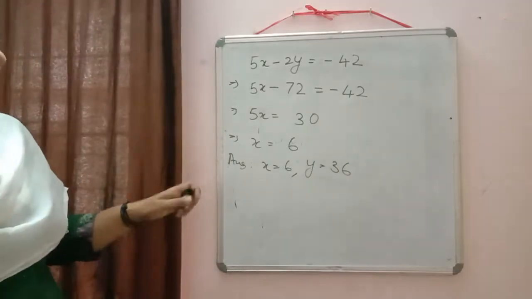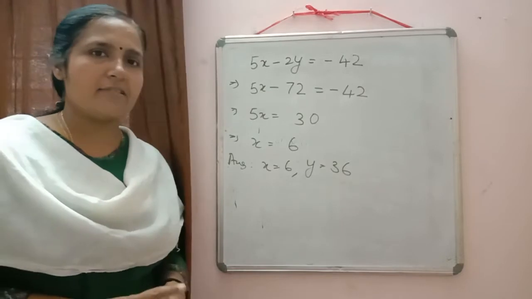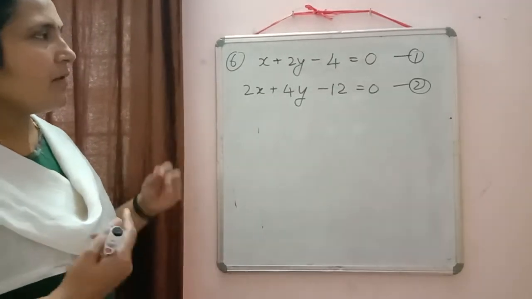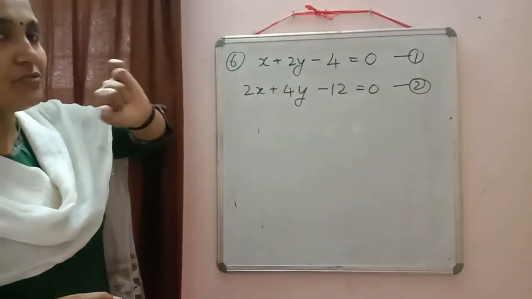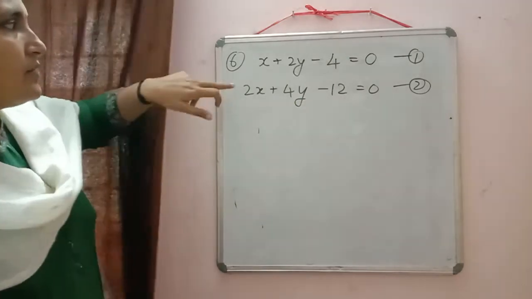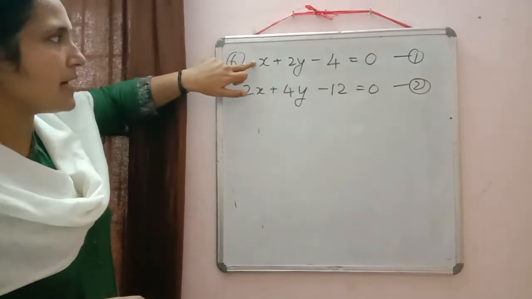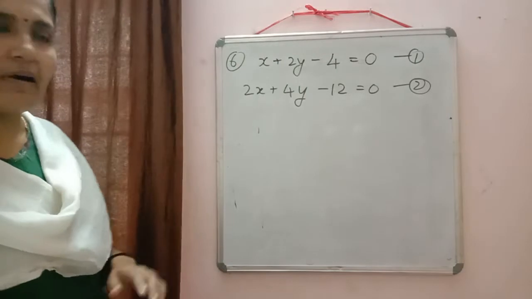I hope the method is now getting clear to you. Yes. So moving on to the next question. In this equation we can check there. Whenever you are substituting, just check the coefficient of which one is equal to 1. So that one we can substitute. Here, in the first equation, the coefficient of x is equal to 1. So we are going to rewrite x in terms of y.